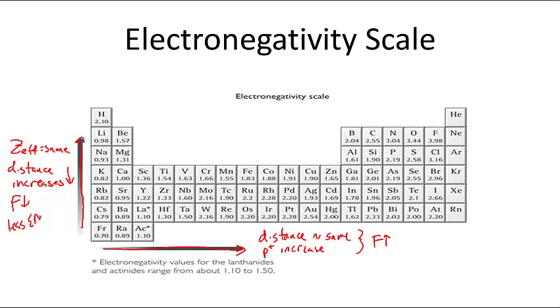As you go across, let's say the second row from lithium to fluorine, lithium does not have a lot of protons in its nucleus. Fluorine has a lot more, so it can pull a lot more tightly on its valence electrons.